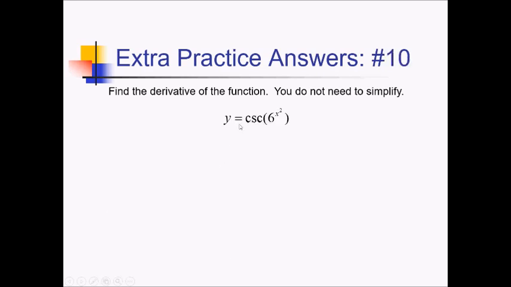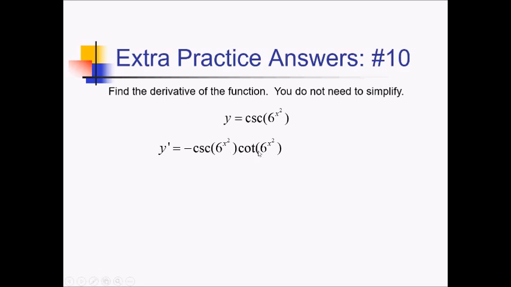To find the derivative of this function, I'm going to have to use the chain rule. My outer function is cosecant of something. Derivative of that is going to be negative cosecant of the something, cotan of the something, being 6 to the x squared. So there's a negative cosecant of that, cotan of that. That's all one big outer derivative.